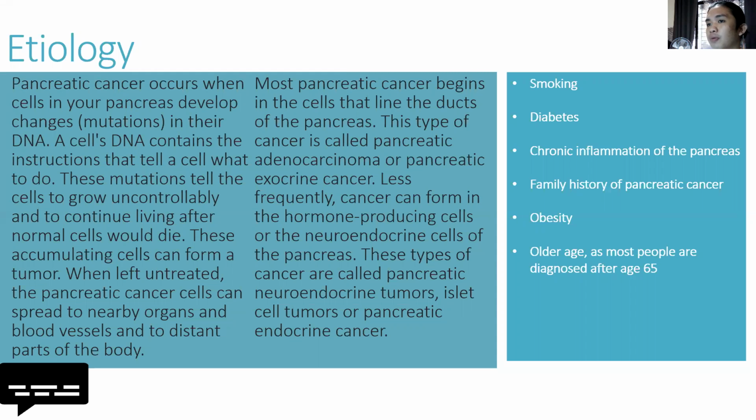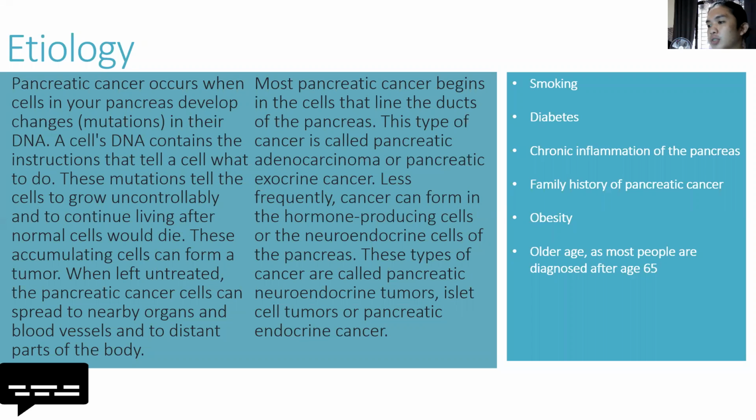This type of cancer is called pancreatic adenocarcinoma or pancreatic exocrine cancer. Less frequently, cancer forms in the hormone-producing cells or the neuroendocrine cells of the pancreas. This is a rare pancreatic cancer. This is called pancreatic neuroendocrine tumors, or islet cell tumors, or pancreatic endocrine cancer.